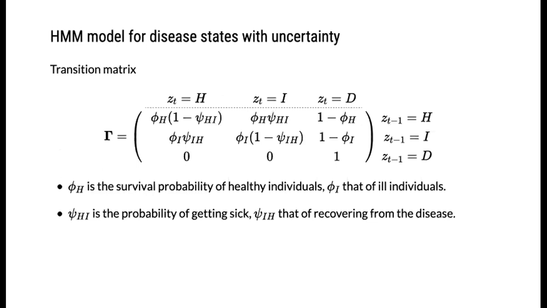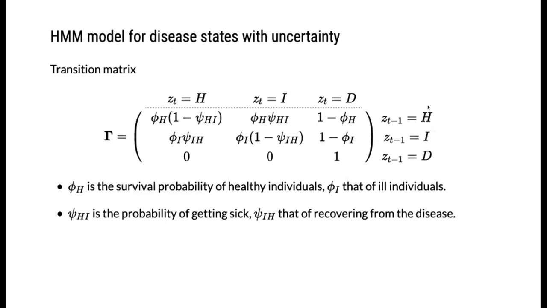Okay, so the transition matrix, so the probability of going from some state at t minus one to the states at sampling occasion t is as follows. So we have the departure state in rows, and the destination states in columns. Departure being t minus one, and destination being t.